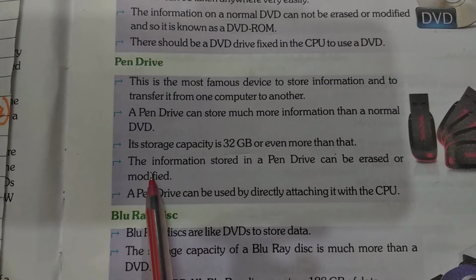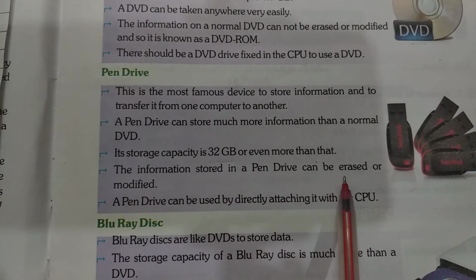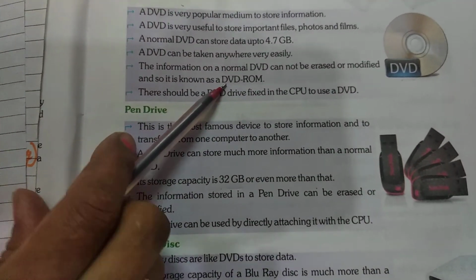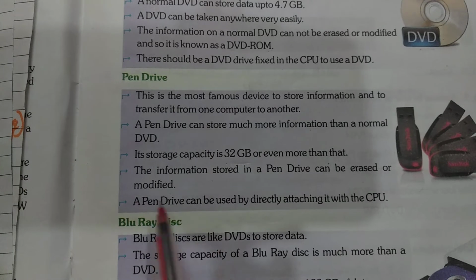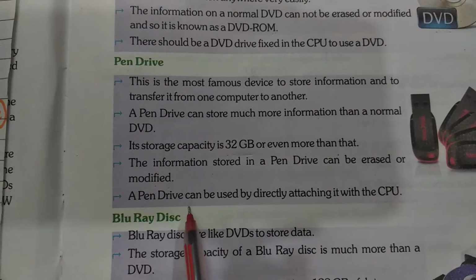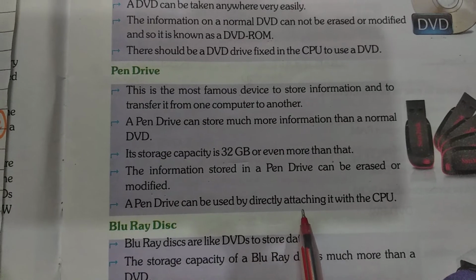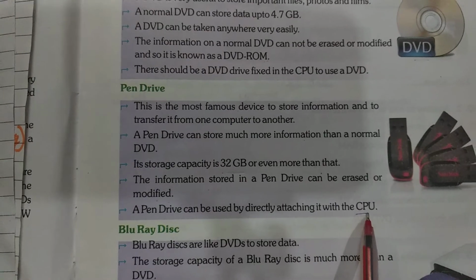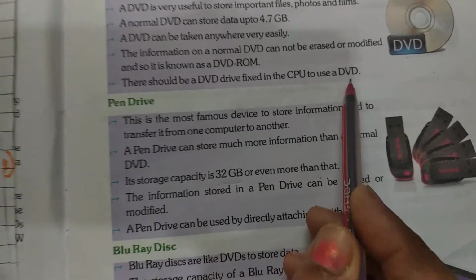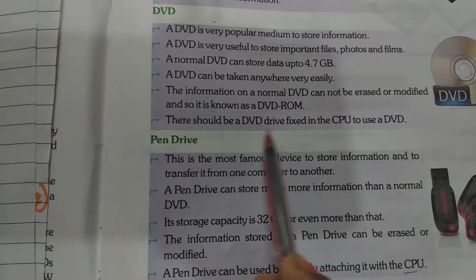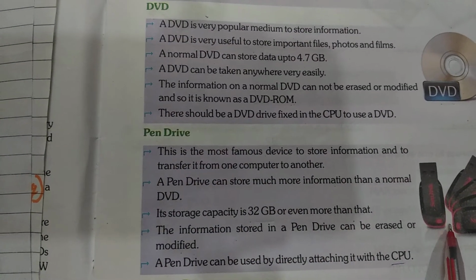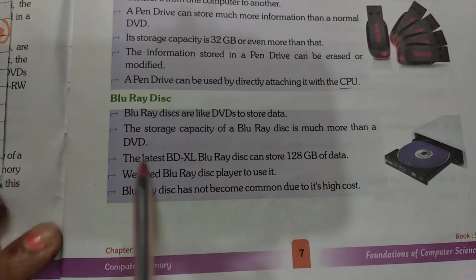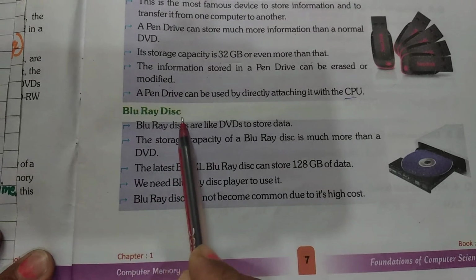Next, the information stored in a pen drive can be erased or modified. With a DVD you can't erase the information, but here you can erase and modify it. A pen drive can be used by attaching it directly to the CPU. There is no need of any extra drive, unlike a DVD where you need a DVD drive. Simply attach it to the CPU. And the last one is the Blu-ray disc.